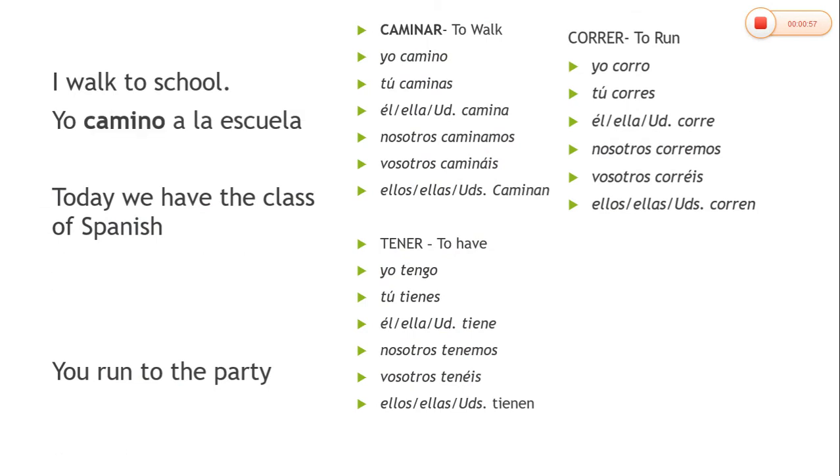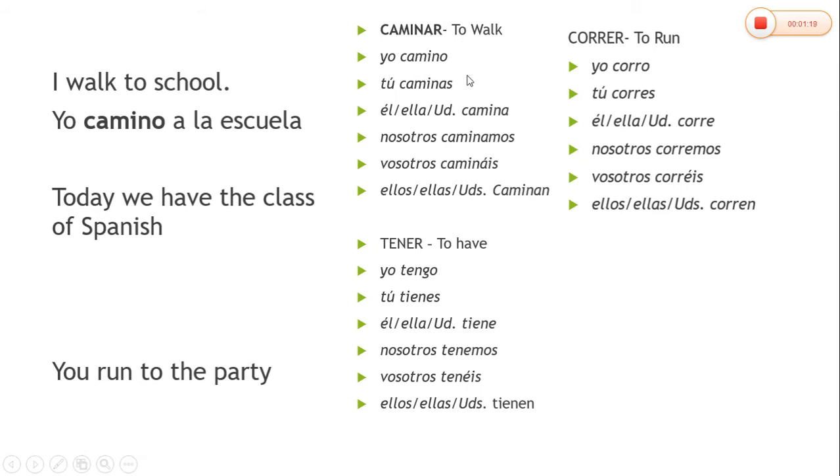I walk to the school. So the subject is I, verb is walk, and the object is to the school. For I, it is yo. To walk, the verb is caminar.